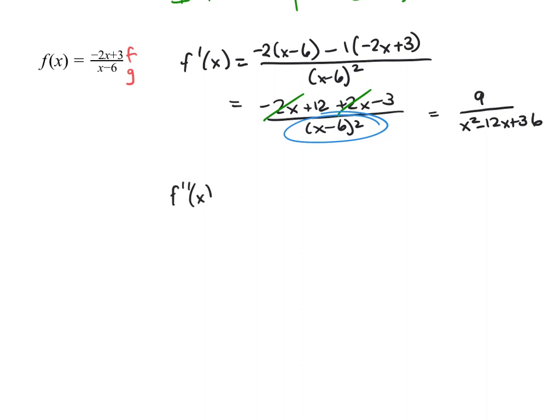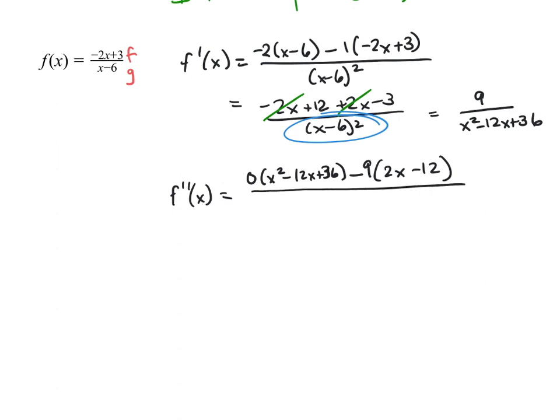So now f double prime of x, we're going to get the derivative of the top, which is just 0, times the bottom. So that's nice. Minus the derivative of the bottom, which is 2x minus 12. And then we'll have just the 9 for the function, so I'm going to put it in front. And this is going to be over x squared minus 12x plus 36 squared.